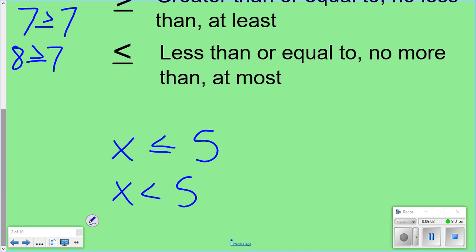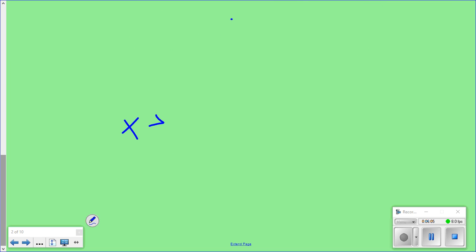And it can be the same thing if I go like this. If I say x is greater than or equal to 7, what are some things x could be? It could be 7, 8, 9, 10, 11, right? But if I say x is just greater than 7, what are some things?